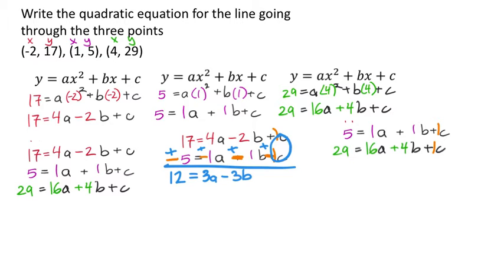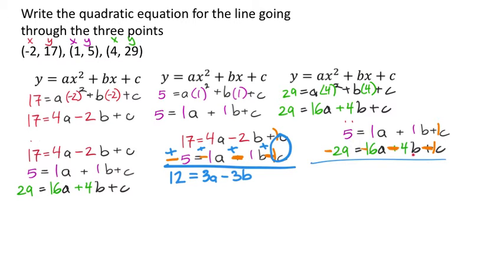So right now, I have the same problem. I have a 1c and a 1c. That's not going to eliminate if I add these together. So I'm going to have to make that a negative 1c right there, by just, all I'm doing is really changing the signs there. And now I can combine these with addition.